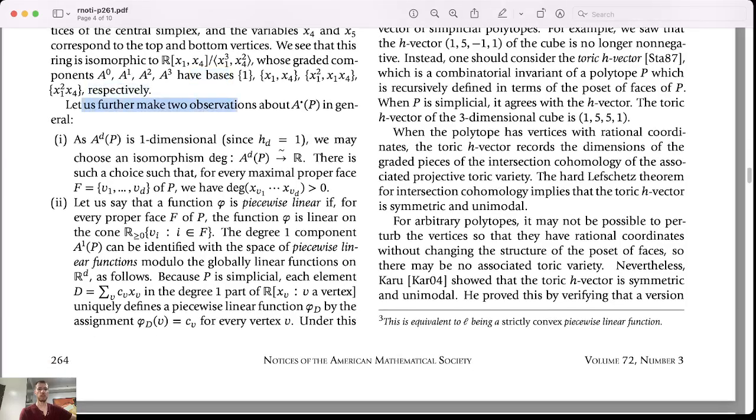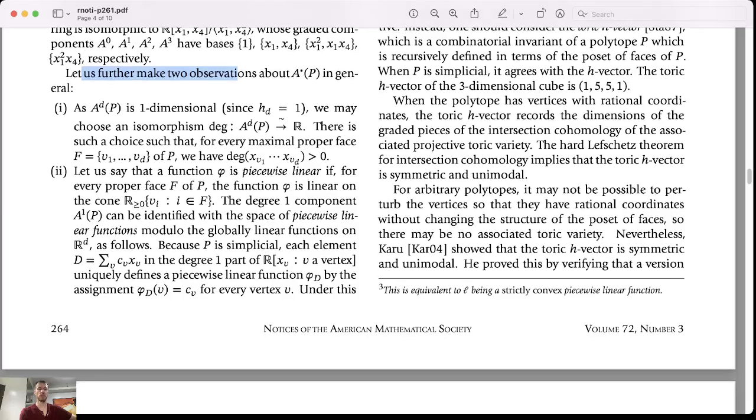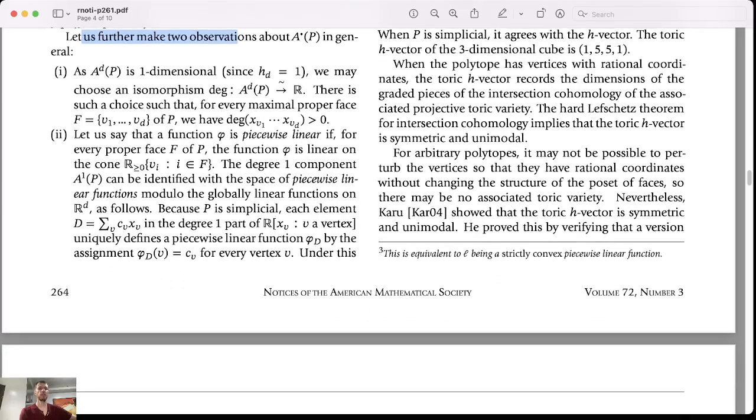Let us further make two observations about A^•(P) in general. As A^d(P) is one-dimensional, since h_d equals 1, we may choose an isomorphism deg from A^d(P) to the reals. There is such a choice such that for every maximal proper face F = {v1, …, vd} of P, we have deg(x_{v1} ⋯ x_{vd}) bigger than 0.